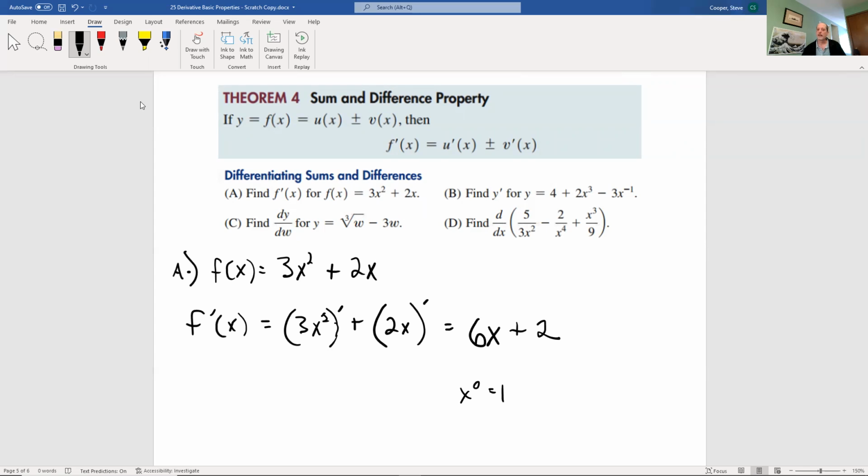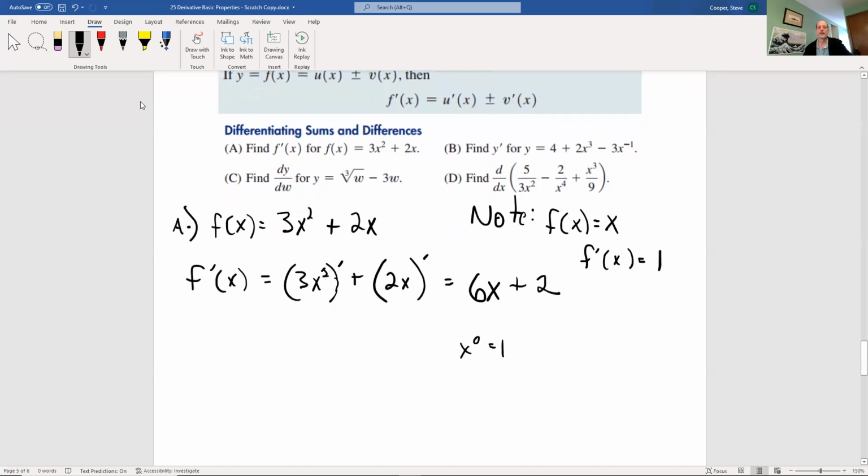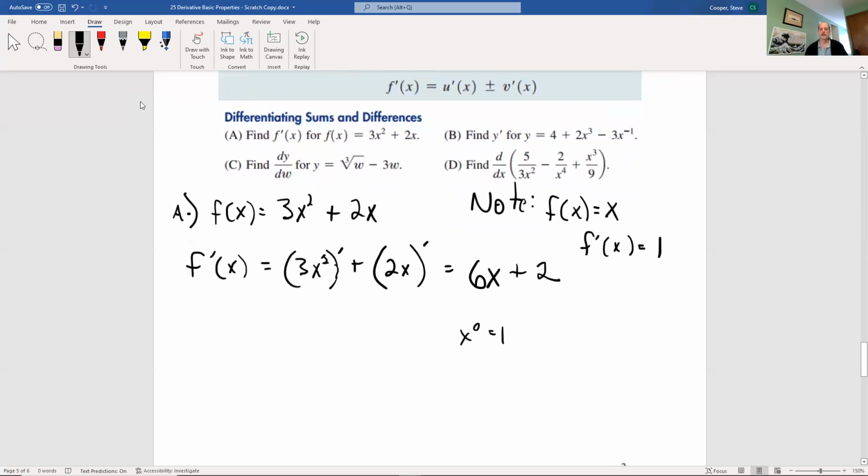So let's go ahead and say, for all time, if f of x equals x, then f prime of x equals 1. Okay, so this just becomes a 1. And so that's A. Let's take a look at B.